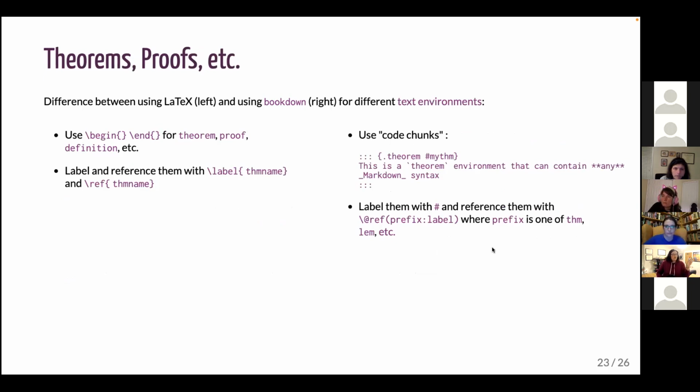You can also do theorems and proofs, like how you would do in a LaTeX book. There are these little, I'm calling them code chunks and quotes, but basically it's this special syntax where you start with 3 colons and then a bracket, and then the type of environment you want to do. So this is a theorem environment.